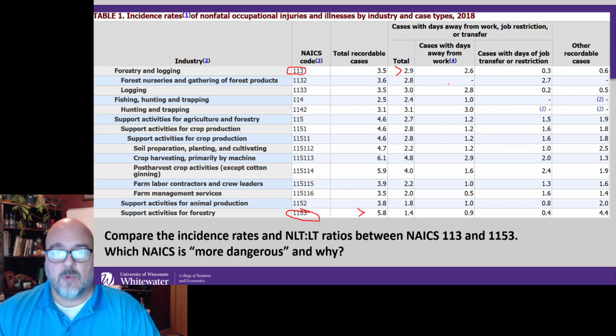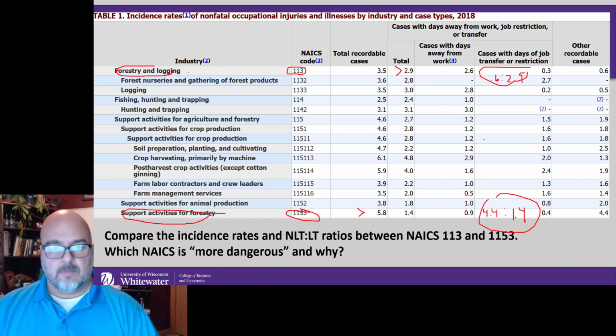The no lost time ratio, for this one, it's 0.6 to 2.9, which is not good. This one is 4.4 to 1.4. So more honest reporting. It has a lower DART rate. So I would say this is safer and this is more dangerous. The forestry and logging, this is more dangerous. So which one's more dangerous and why? The 113, because it has over twice the DART and the no lost time ratio is really poor. That's what I'd say for that one.